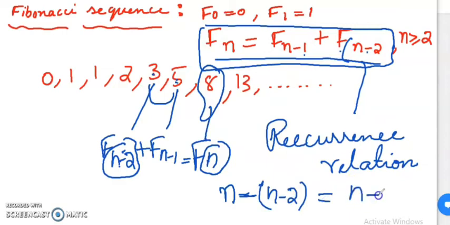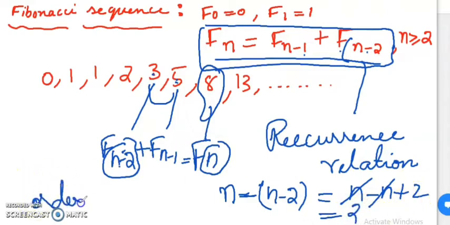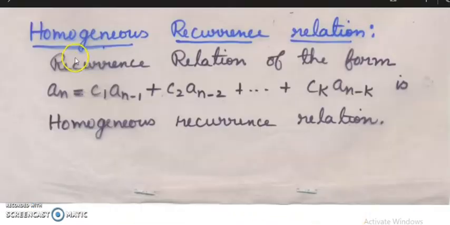We get n minus n plus 2, that is plus and minus will be eliminated too. So the order of this recurrence relation is 2. To find the order, just subtract the highest term by the lowest term. You subtract the degree so that you get the order of the given recurrence relation.